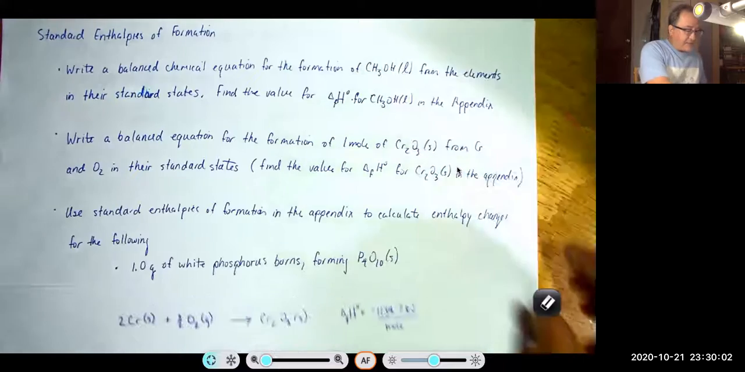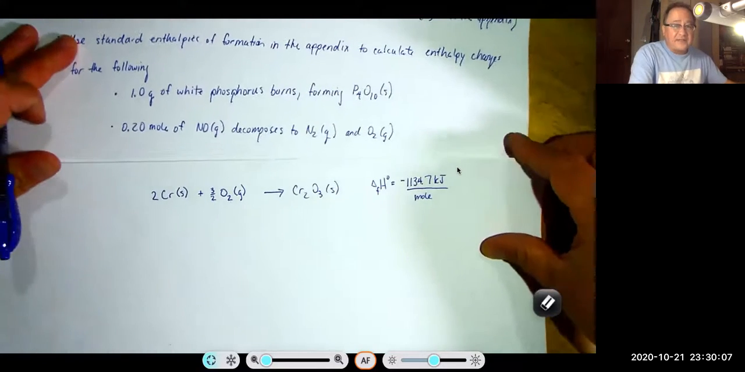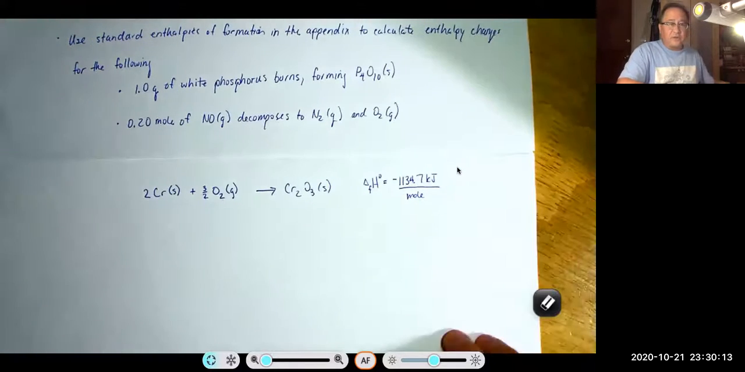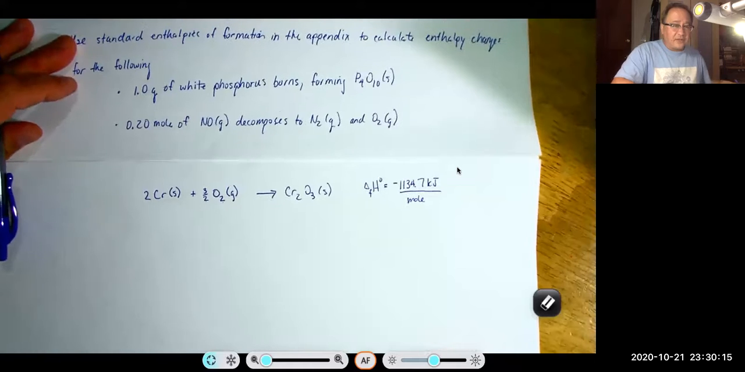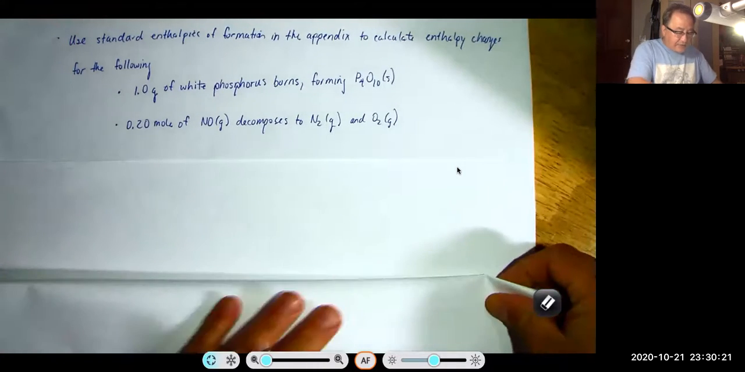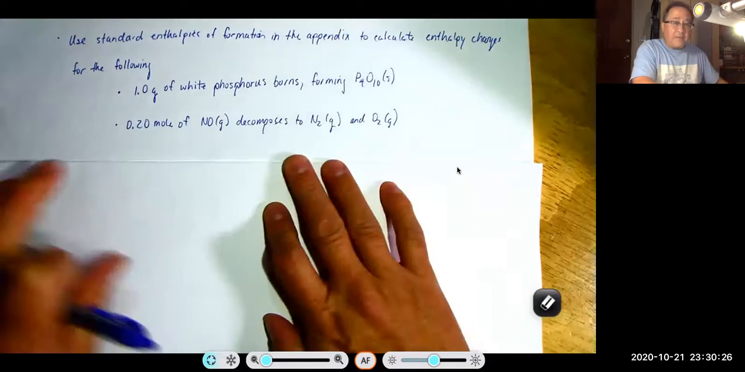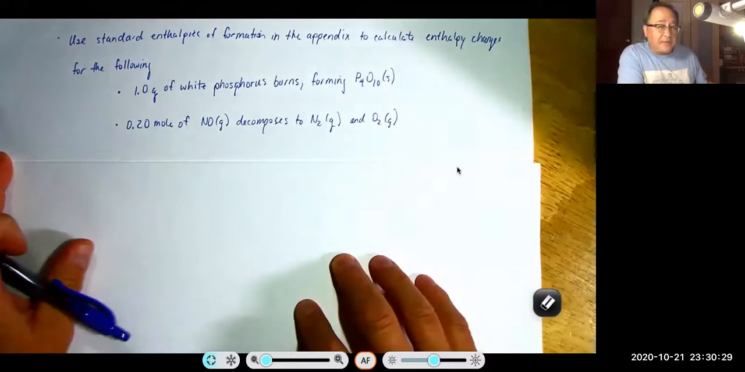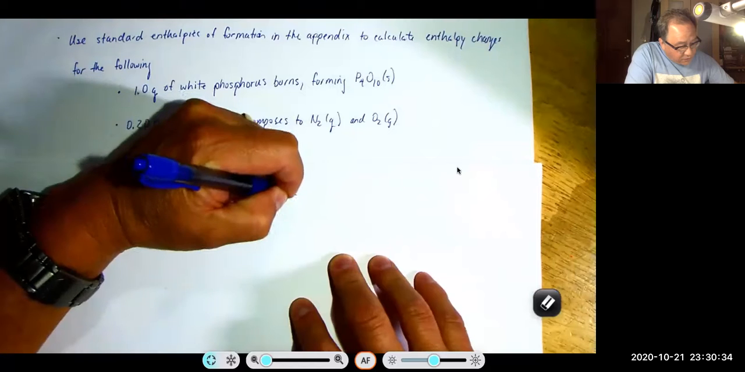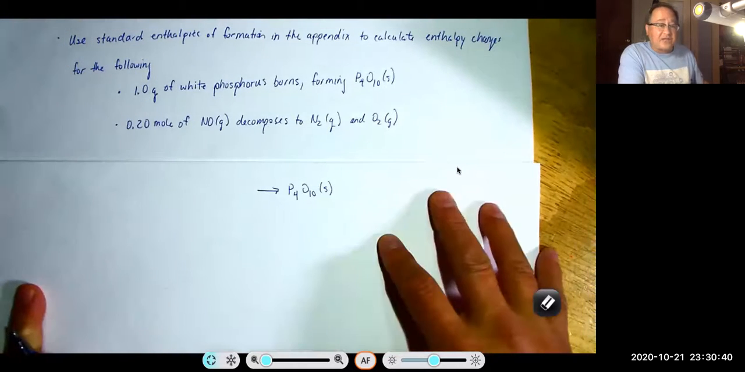Okay, now lastly, we have using standard enthalpies of formation in the appendix to calculate the enthalpy changes for the following. So this one's a little more complicated because we're not getting the enthalpy of formation reaction alone. We're going to use that to calculate the enthalpy change. So here, we're taking a look at 1 gram of phosphorus burns forming P4O10 solid. We want to know what is the enthalpy of this reaction.